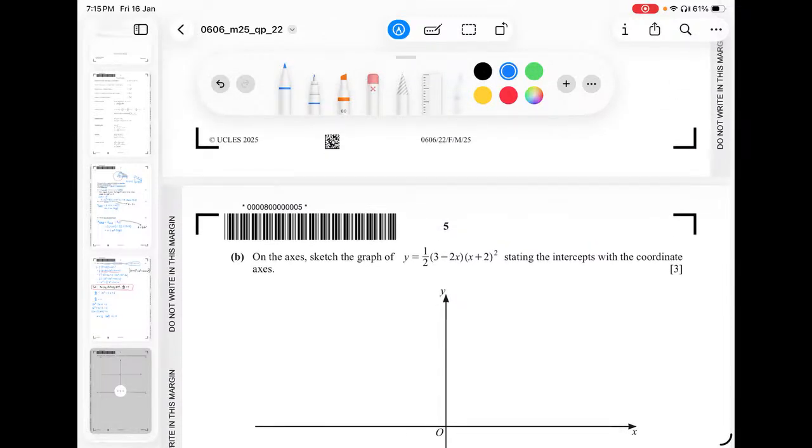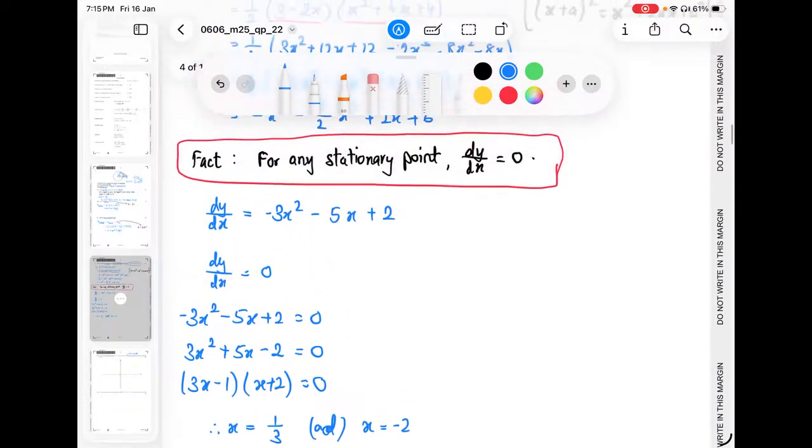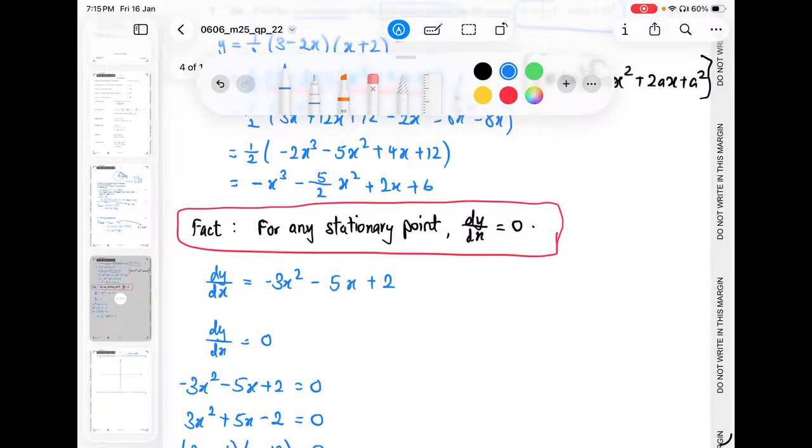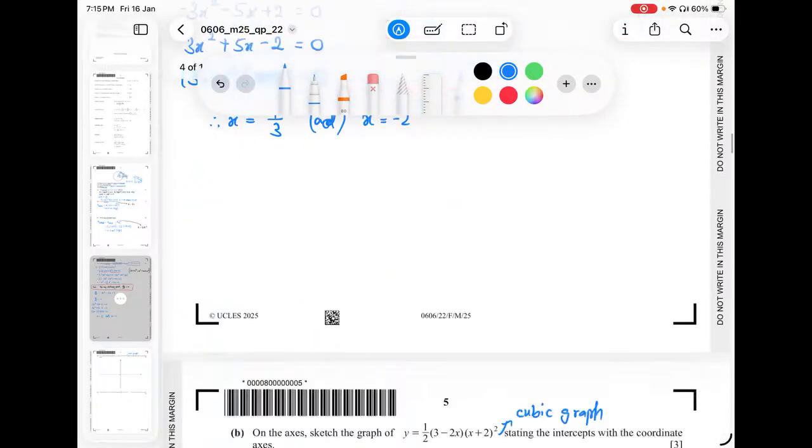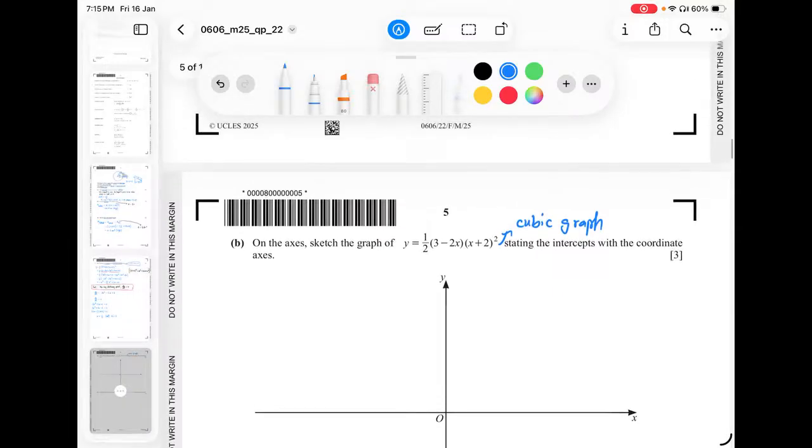From this, you might have known that this is going to be a cubic graph. From the expanded form, we know that the cubic graph has a -1 for the x cubed. That determines the shape of the graph. For a negative cubic graph, it should look something like this. This should be the positive and the reverse should be the negative. So something like this.